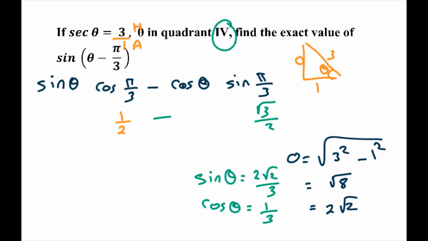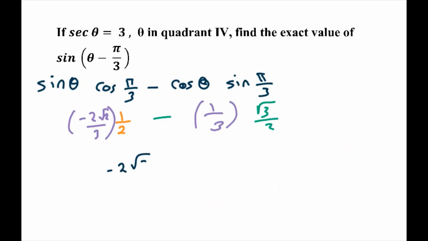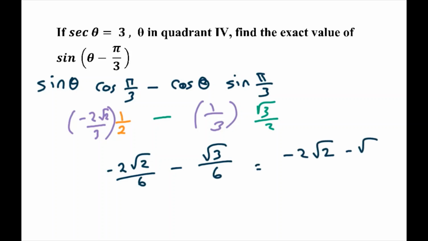We're talking about quadrant 4. Sine is negative. So sine is negative 2 square root of 2 over 3. Here's 1 over 3. Now negative 2 square root of 2 over 6 minus square root of 3 over 6. You can take the negative out.